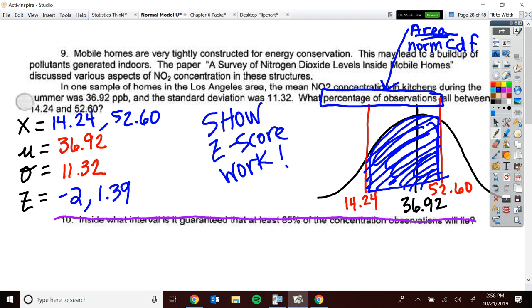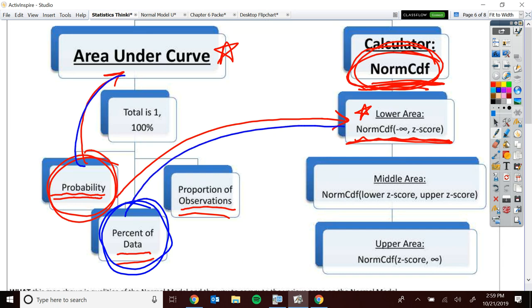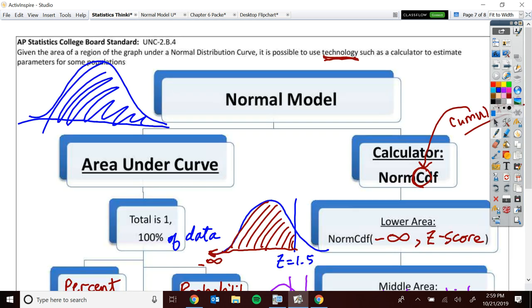So this question says, what percentage of observations? What should that trigger for you? The thinking map that asks for the percentage of data. I want to find the area under the curve. Thank you. And then it asked me between two items. So that's here, the middle area between the lower Z-score and the upper Z-score.